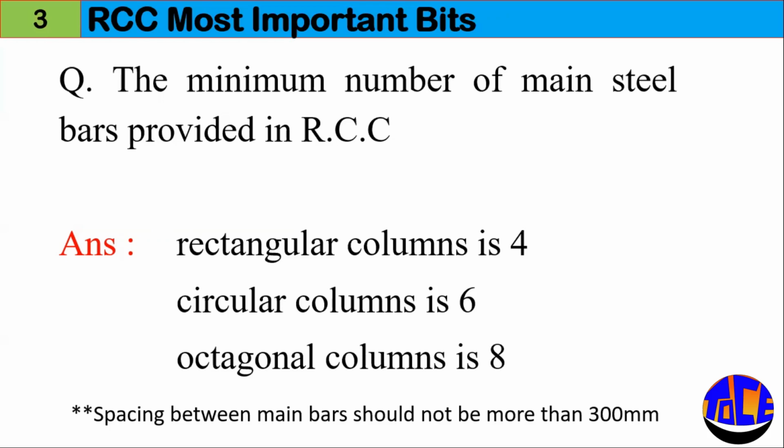For circular columns, the minimum bars are 6. For octagonal columns, the minimum bars are 8. So the question may ask for a minimum bars for rectangular column or for circular or octagonal. So that's the reason I have provided all the requirements for different type of column. And also remember this point also, the spacing between main bars should not be more than 300 mm. Okay, so the spacing between the bars in the column, this should not be more than 300 mm.